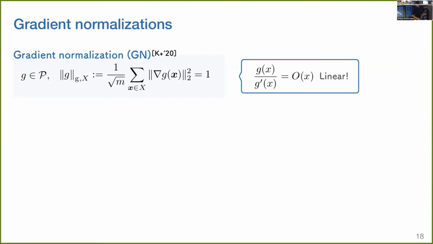Okay, so instead, now here is the monomial-agnostic normalization, which is called gradient normalization, which is very simple. For a non-constant polynomial g, you normalize g so that this quantity is 1: the sum of the squared LQ norm of the gradients at each point, divided by the square root of n.